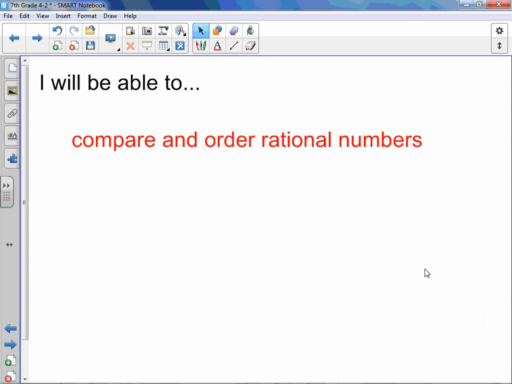Chapter 4, Lesson 2, Compare and Order Rational Numbers. You will be able to compare and order rational numbers.